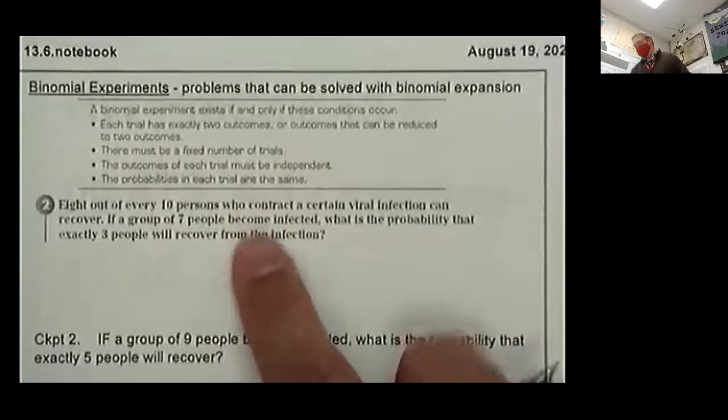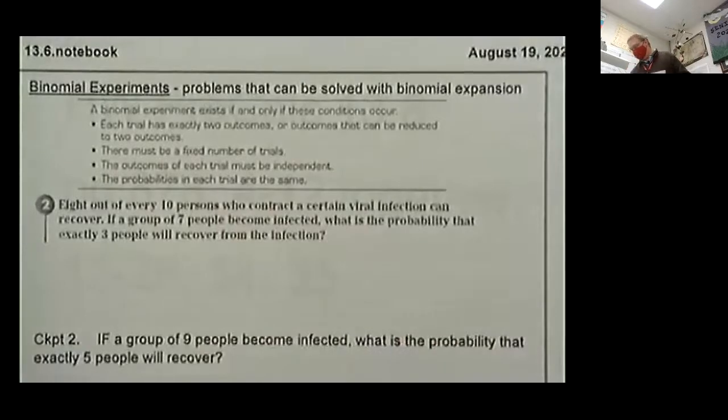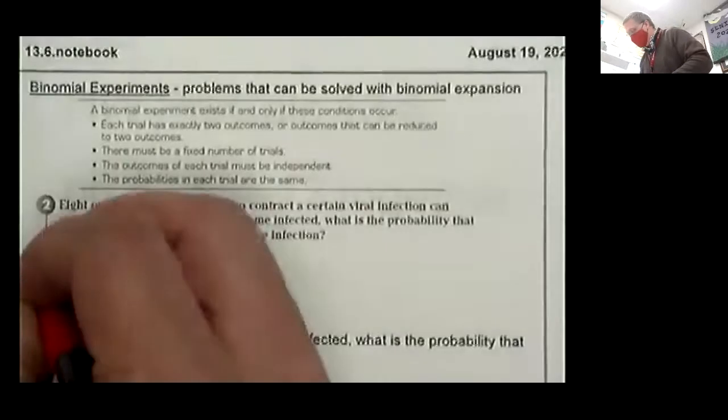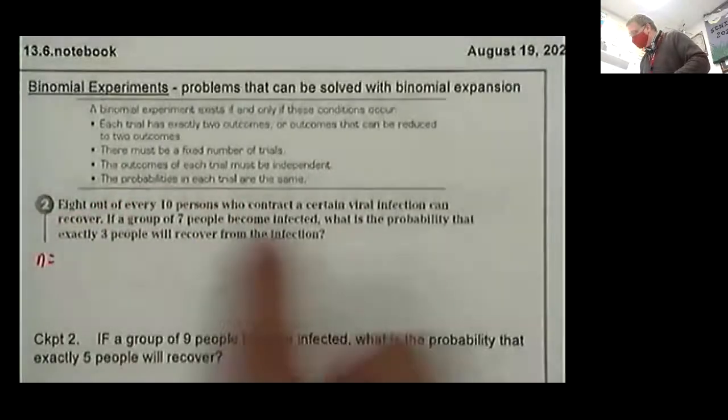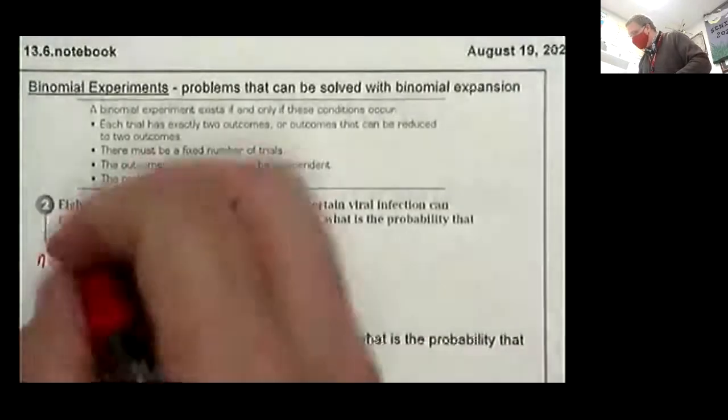Number 2, 8 out of every 10 persons who contract a certain viral infection can recover. If a group of 7 people become infected, what's the probability that exactly 3 people will recover from the virus? And I gotta get my right paper here. Here we go. So let's identify our pieces. What's N? How many people are we talking about? Well, there's a group of 7, so N is 7.